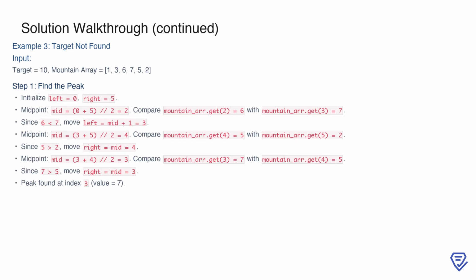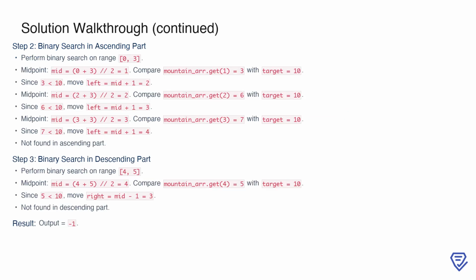Once the peak is identified, we first search for the target in the ascending part of the array, which spans from index 0 to the peak index 3. The initial midpoint is (0 + 3) // 2 equals 1. At index 1, the value is 3, which is less than the target value of 10.